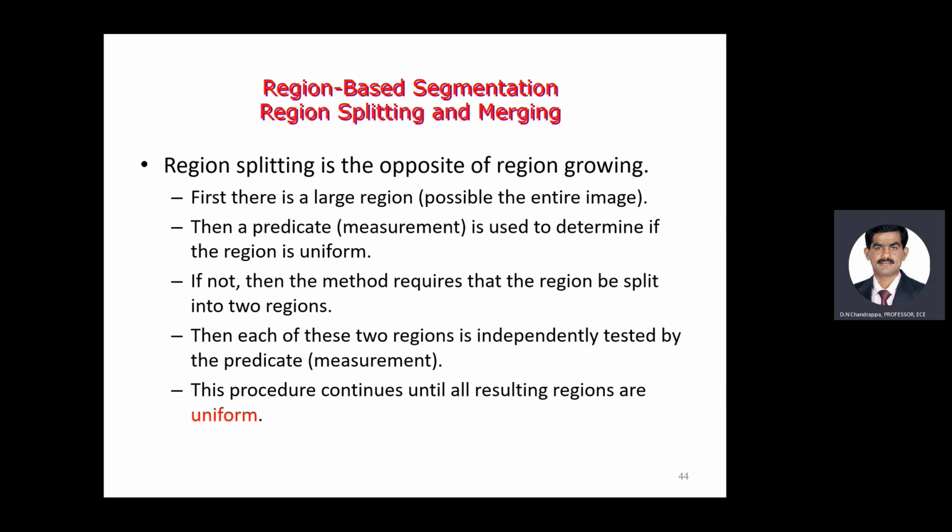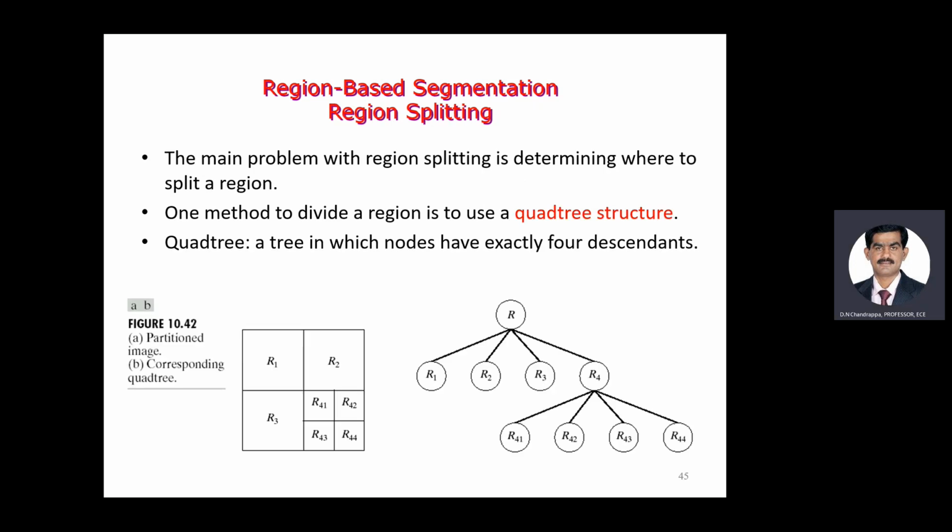Region splitting is the opposite of region growing. First, there is one large region, possibly the entire image. Then a predicate is used to determine if the region is uniform. If not, then the method requires that the region be split into two regions. Then each of these two regions is independently tested by the measurement. This procedure continues until all resulting regions are uniform.